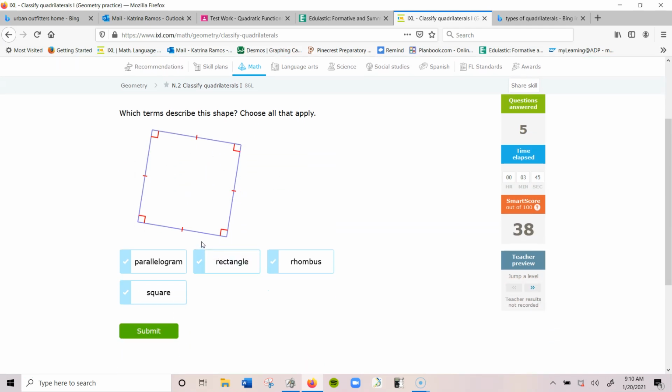We learned from the last example that we got it wrong. These opposite sides here are parallel, so parallelogram. It is also a rectangle because all the angles are 90 degrees. It's also a rhombus because all sides are the same. And it's also a square because all sides are the same and all angles are also 90 degrees.